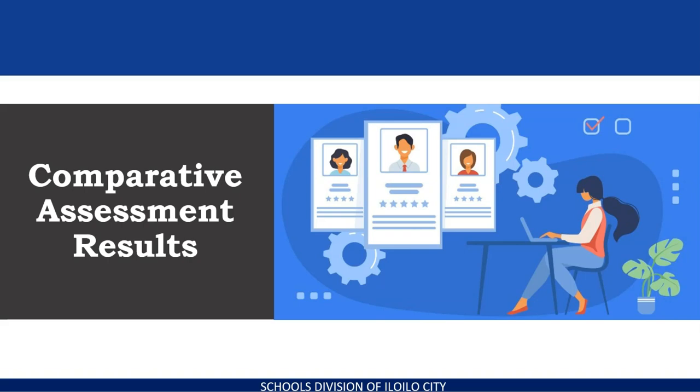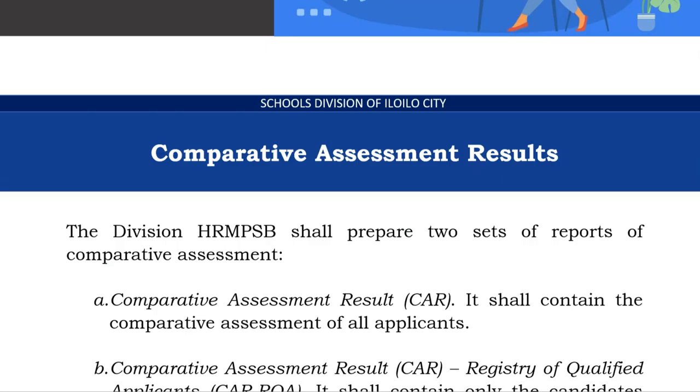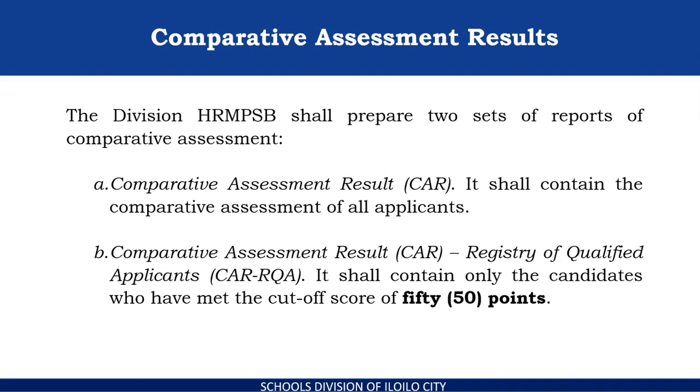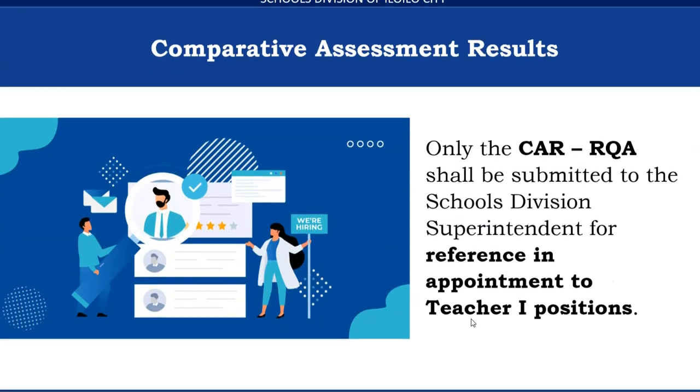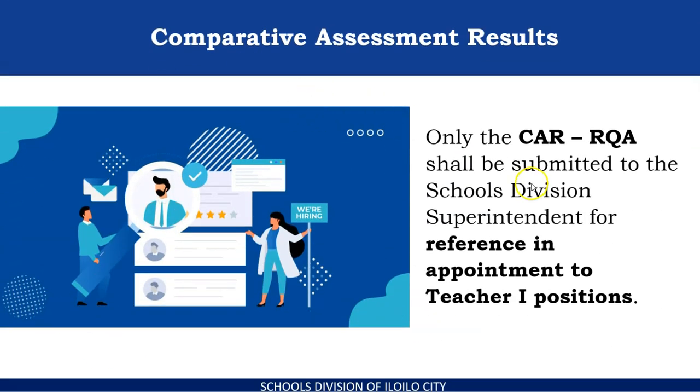Let us go to the last stage, the comparative assessment results. The Division HRM-PSB shall prepare 2 sets of reports of comparative assessment. We have the comparative assessment result for the CAR, which shall contain the comparative assessment of all applicants, and the comparative assessment result, Registry of Qualified Applicants or CAR-RQA, which shall contain only the candidates who have met the cutoff score of 50 points. Only the CAR RQA shall be submitted to the school's division superintendent for reference in appointment to Teacher 1 positions.